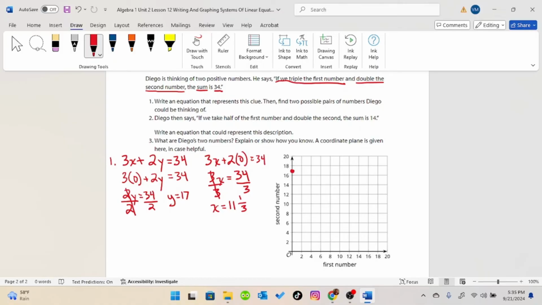So we go down to where y is 0. We go over until 11 and 1/3, and we can put a second point. Now we can draw a straight line between them.